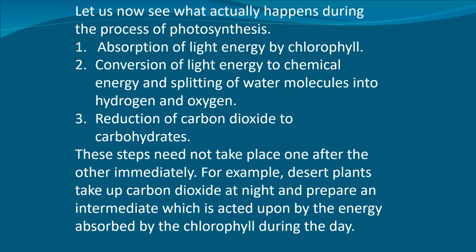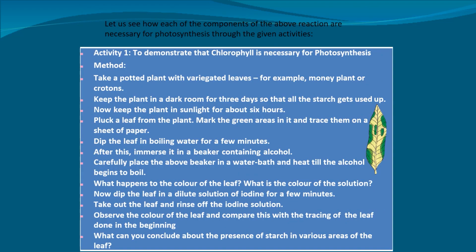So these steps need not take place one after the other immediately. For example, in case of desert plants, they take up carbon dioxide at night and prepare an intermediate, which is acted upon by the energy absorbed by the chlorophyll during the day. Now, let us see how each of the components of the above reaction, which was shown to you earlier, are necessary for photosynthesis through the given activities.